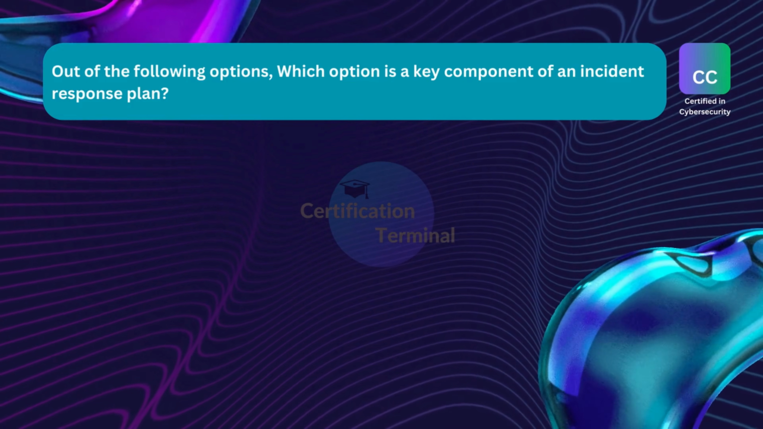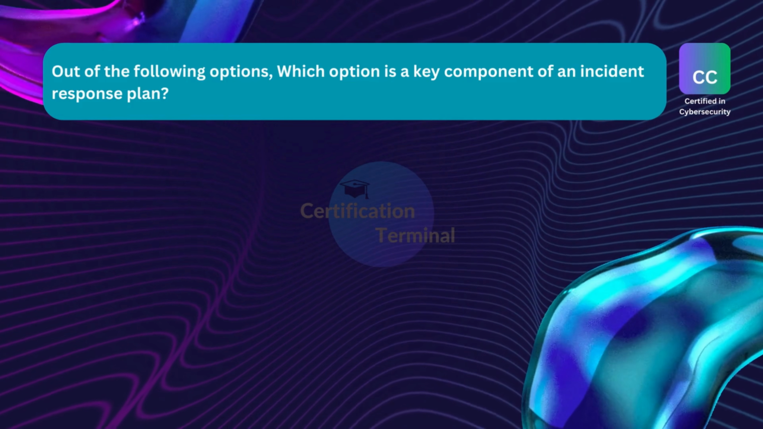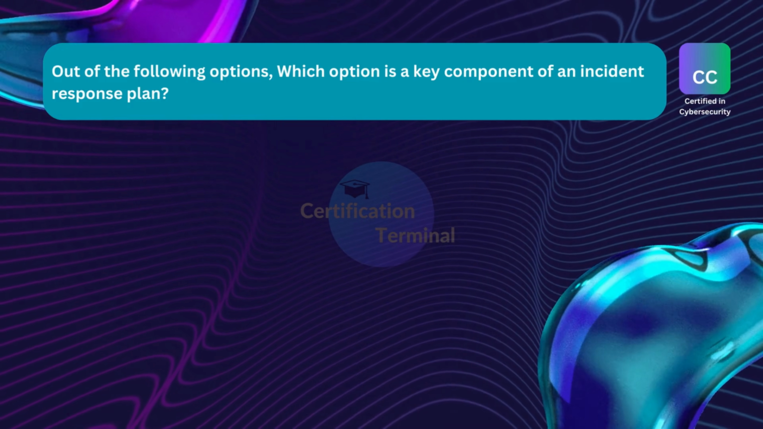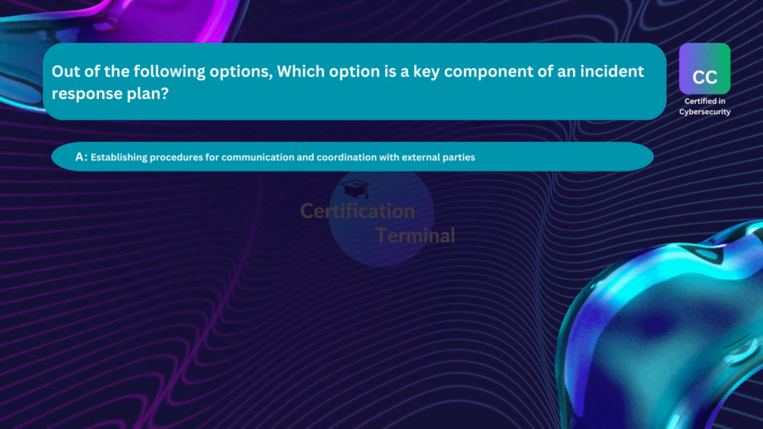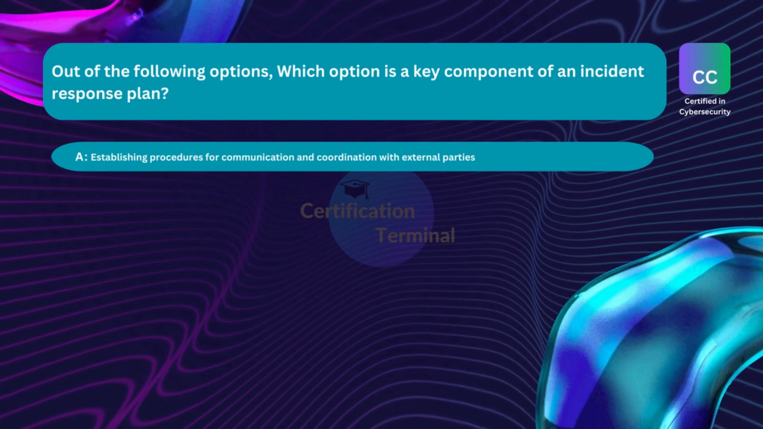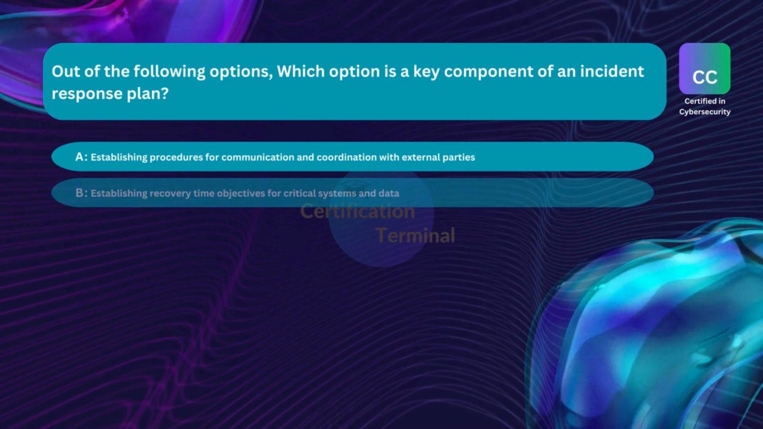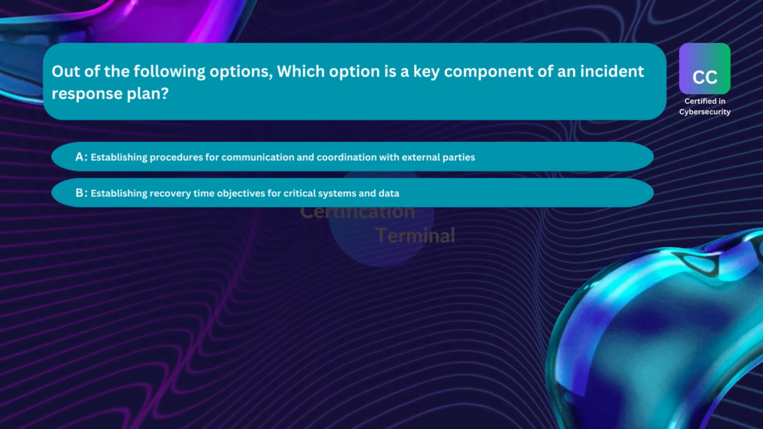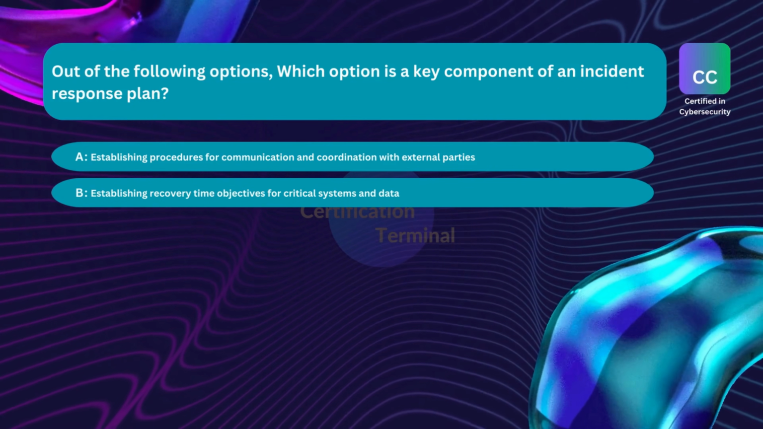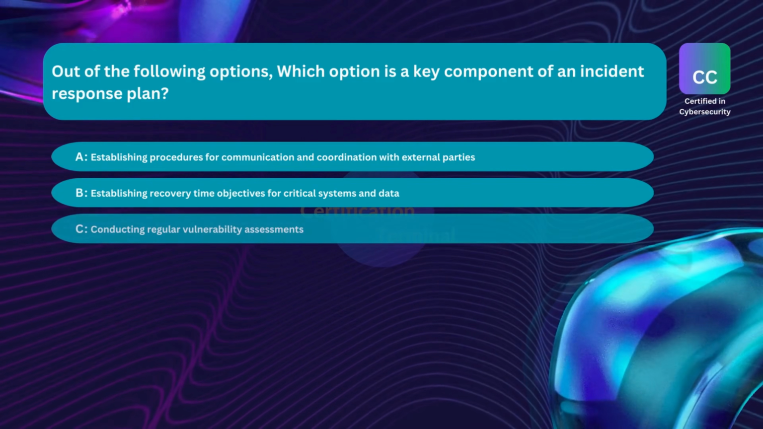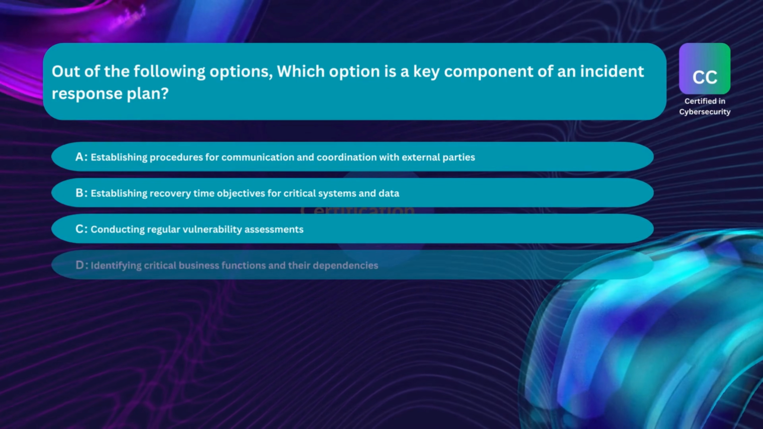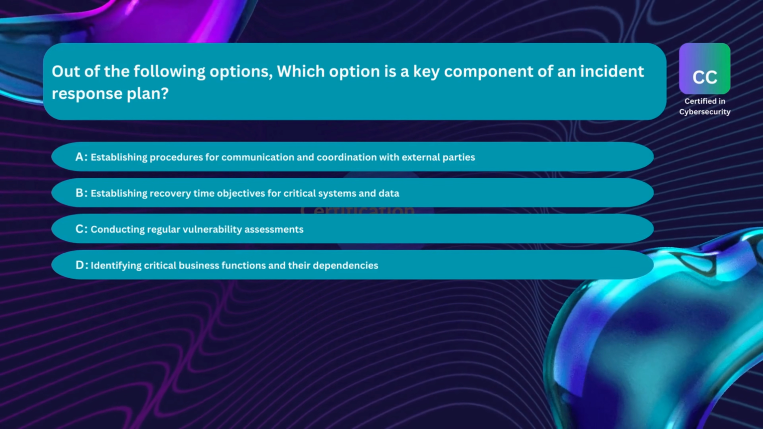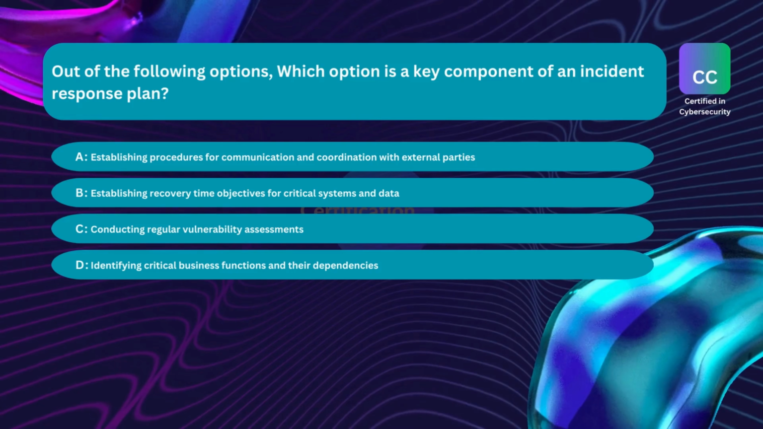Question number 2. Out of the following options, which option is a key component of an incident response plan? Option A, establishing procedures for communication and coordination with external parties. Option B, establishing recovery time objectives for critical systems and data. Option C, conducting regular vulnerability assessments. Option D, identifying critical business functions and their dependencies.